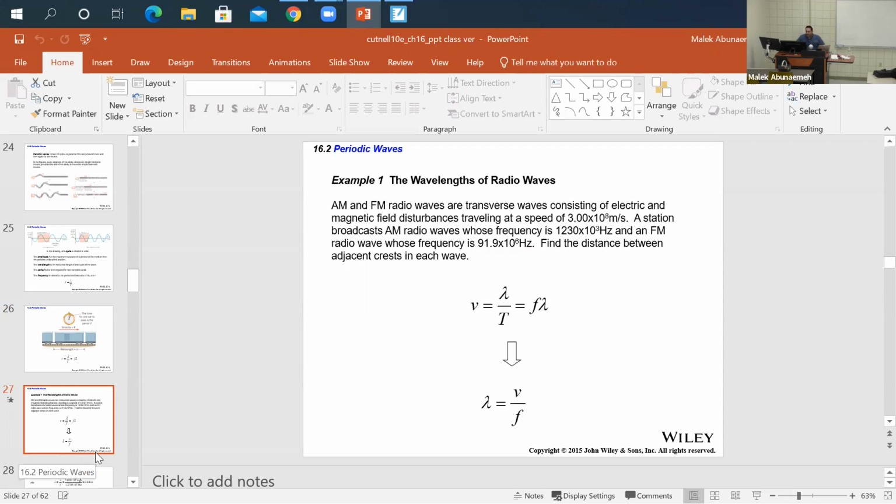You have AM/FM radio, a transverse wave consisting of electric and magnetic disturbance traveling at a speed of 3 times 10 to the 8th power meters per second. The station broadcasts an AM wave, radio waves, whose frequency is 1230 kilohertz. And now the FM radio wave, whose frequency is 91.9 megahertz. Find the distance between the adjacent crests in each wave. All right, so this is going to be the speed of light, 1230 and 91.9.